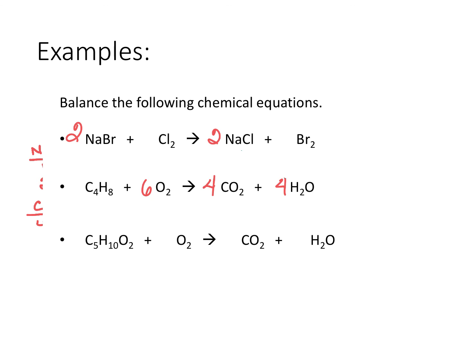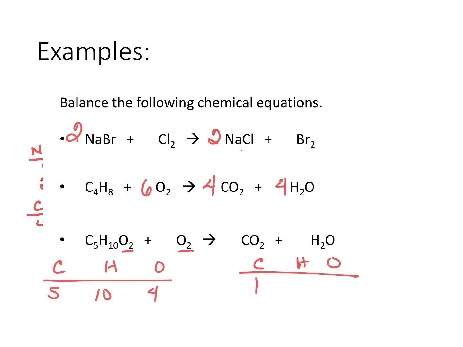All right, so again with this one, we have carbon, hydrogen, and oxygen. I have 5 carbons, 10 hydrogens. I have 2 plus 2 oxygens, which is 4. Product side, I have 1 carbon, 2 hydrogens. 2 plus 1 oxygens is 3. So I'm just going to start with carbon. 5 on the reactant side, 1 on the product side. So I'll multiply that CO2 by 5, which gives me 5 carbons on both sides. Hydrogen, I have 10 versus 2, so I can multiply the 2 by 5 to get 10.